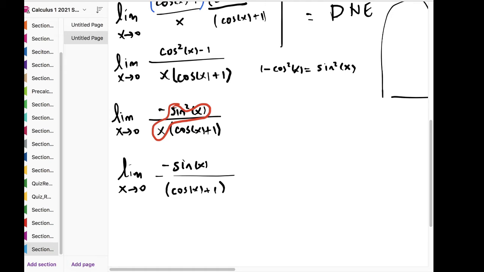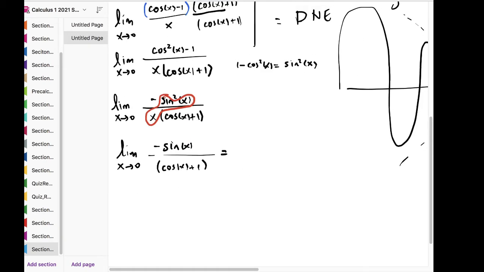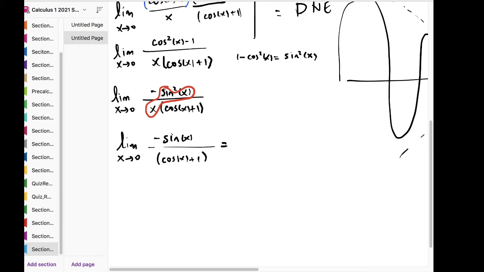And what's that limit? What is that equal to? What's sine of 0? Right. What's cosine of 0? Yeah. It's limit 0. Okay, so what does this mean as a picture?